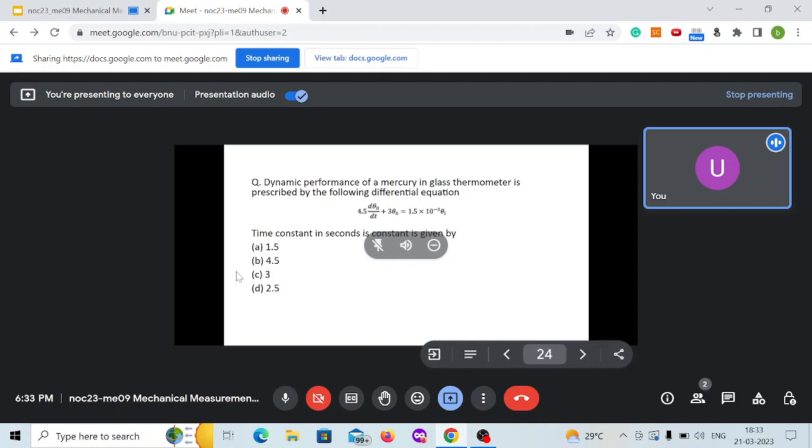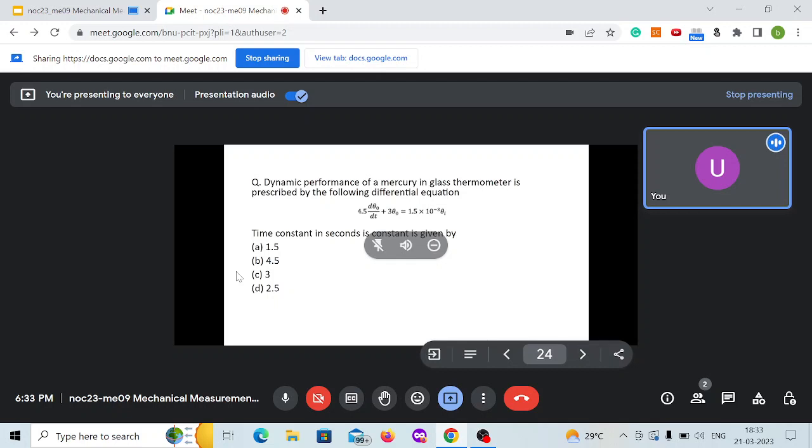So moving on to the next question. We have the dynamic performance of a mercury in glass thermometer, which is prescribed by the following differential equation. The performance of the glass thermometer is given, and we have to find out the time constant in seconds. So your options are A, B, C, D.